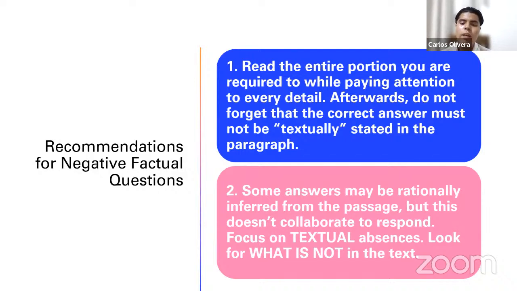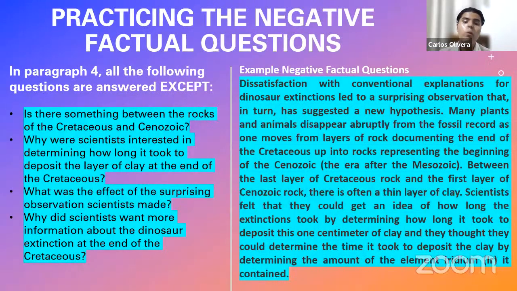Some answers may be rationally inferred from the passage, but this doesn't collaborate. Focus on textual absences. Look for what is not in the text, for the intruder, for what is not part of this paragraph. As simple as that. So which of these ideas is the intruder?